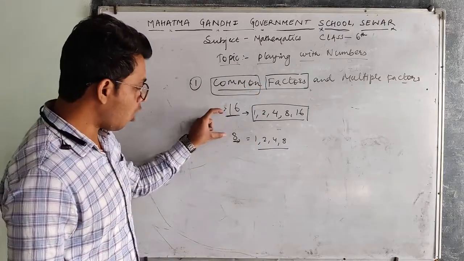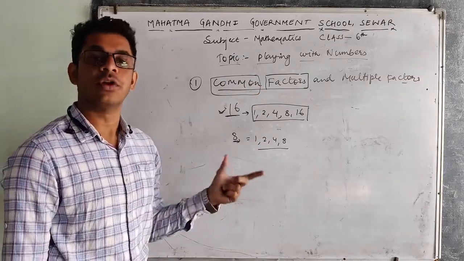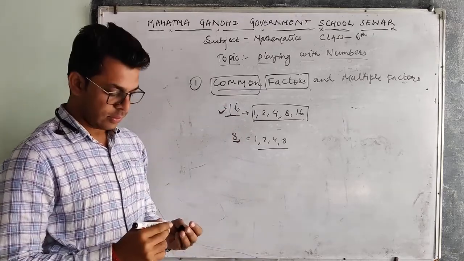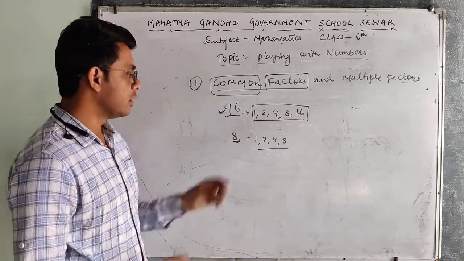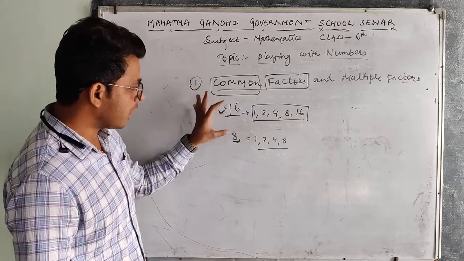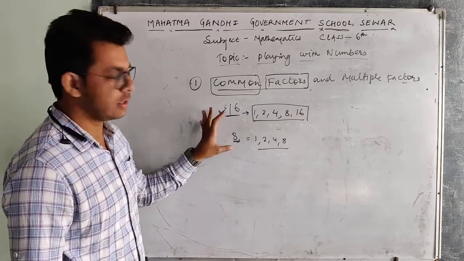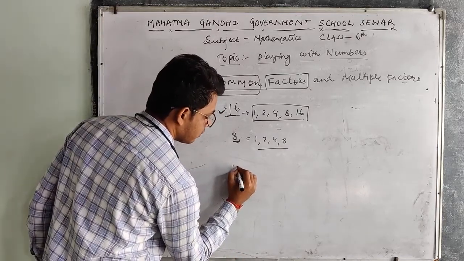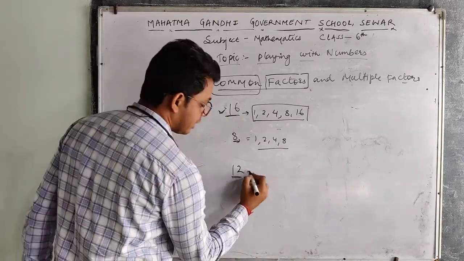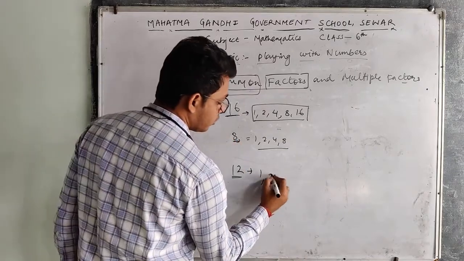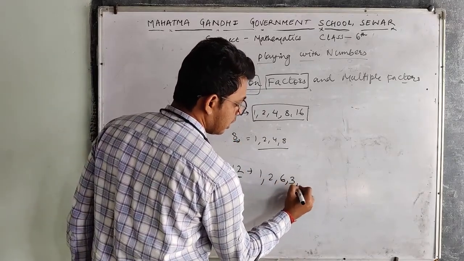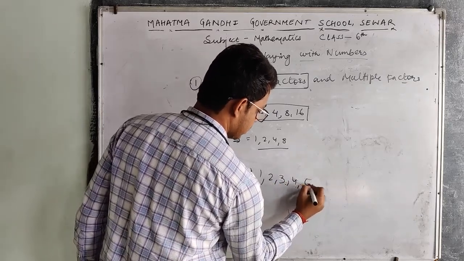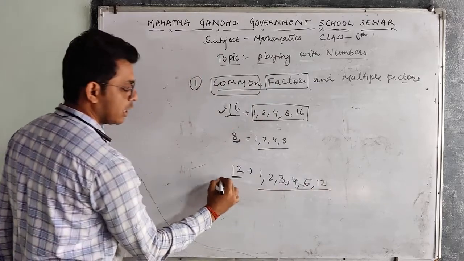So, anything common between two or more numbers. There should be at least two numbers because there is a need of two units for comparison. So we are comparing what is common between these units. I can also write 12. The factors of 12 are 1, 2, 3, 4, 6 and 12. These are the factors of 12.